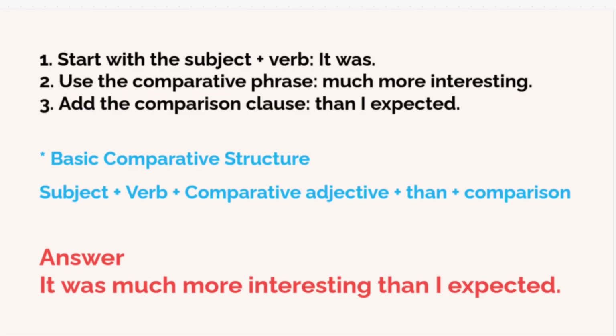between two items. When applying this structure to a sentence-building task, we first identify the subject and verb, then choose the correct comparative form, and finally complete the comparison using than plus the comparison clause. Therefore, the correct sentence is, "It was much more interesting than I expected."